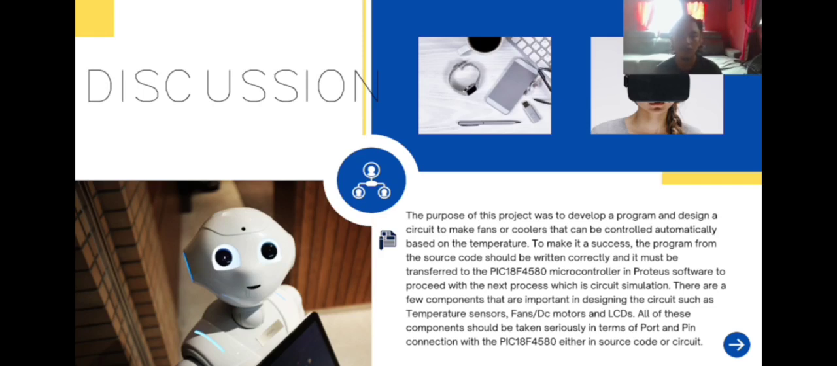Okay, for the discussion of our project. The purpose of this project was to develop a program and design a circuit to make a fan or cooler that can be controlled automatically based on the temperature. So, when the temperature is high, this fan will move faster, and when the temperature is low, the fan may stop or may become slower.